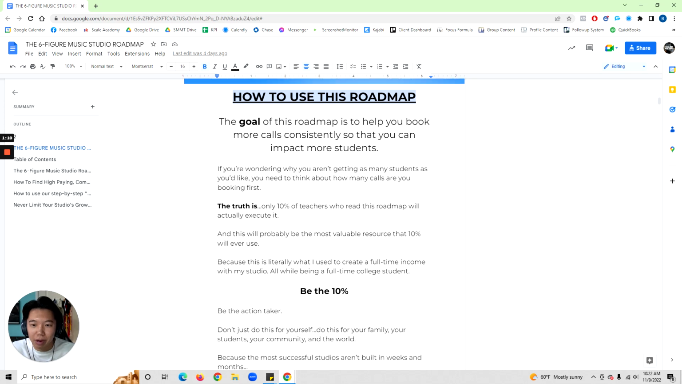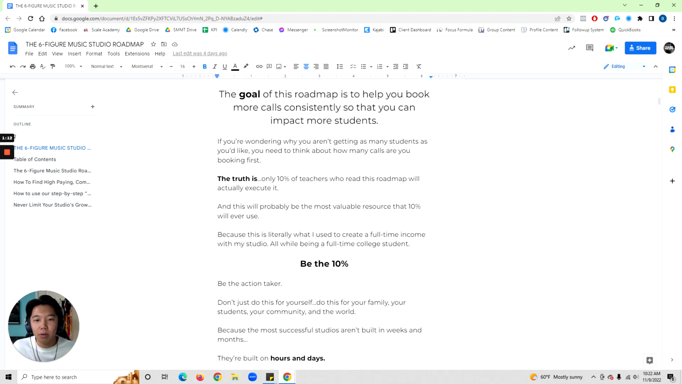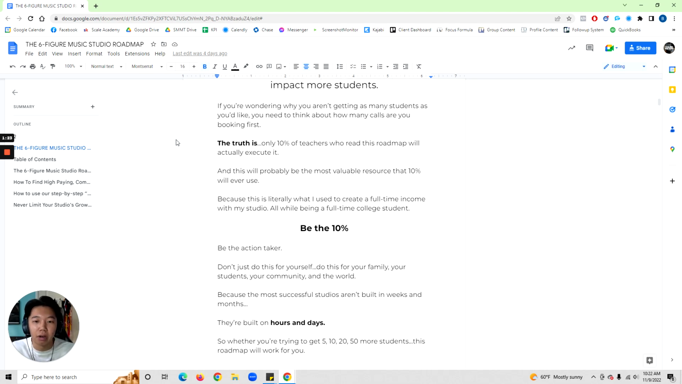So how do we use this roadmap? The goal of this roadmap though is to help you book more calls consistently so that you can impact more students. So if you're wondering why you aren't getting as many students as you'd like, you need to think about how many calls are you booking first.